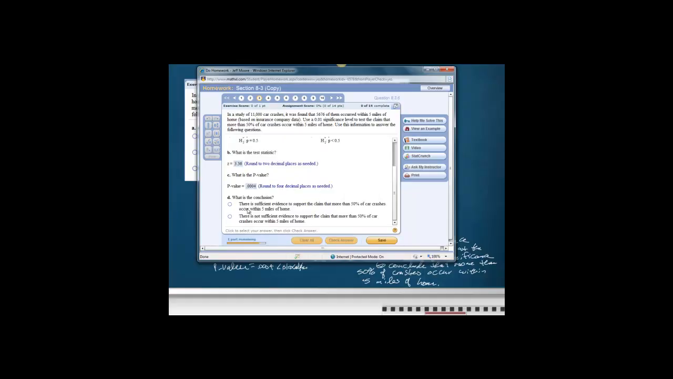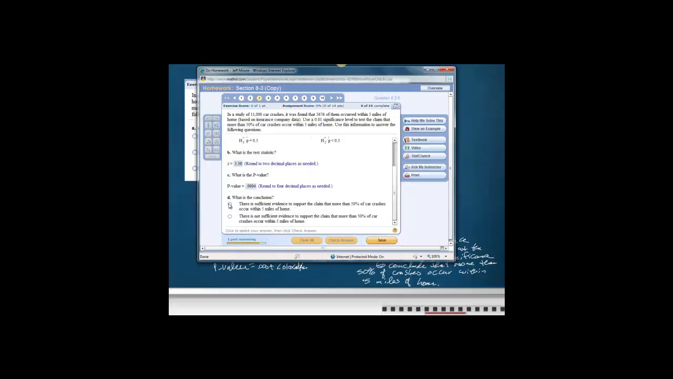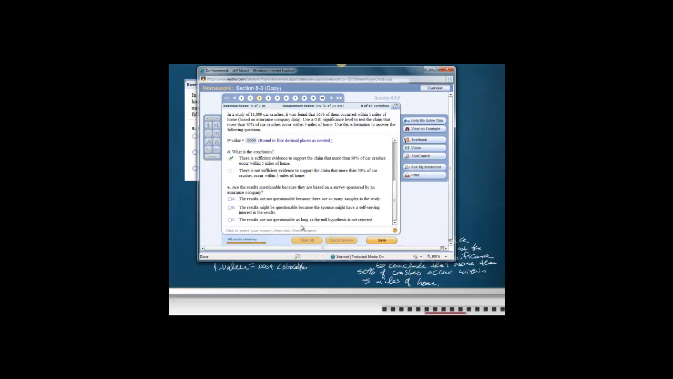Now we need to state a conclusion. We would either say that there is sufficient evidence to support the claim that more than 50% of car crashes occur within 5 miles, or there is not sufficient evidence. Well, we've already stated that. We did gather sufficient evidence to conclude that more than 50% occur within 5 miles. So that's the first choice. Are the results questionable because they are based on a survey sponsored by an insurance company? And we'll select the results might be questionable because the sponsor might have a self-serving interest in the results.